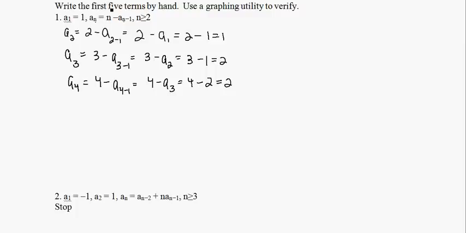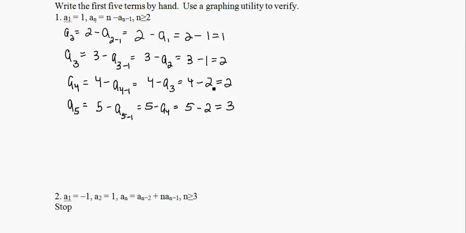And lastly, it says find the first 5 terms. So a sub 5 is 5, because n is 5. A sub 5 minus 1, which is 5 minus a sub 4. So 5 minus a sub 4, which is 2, equals 3.